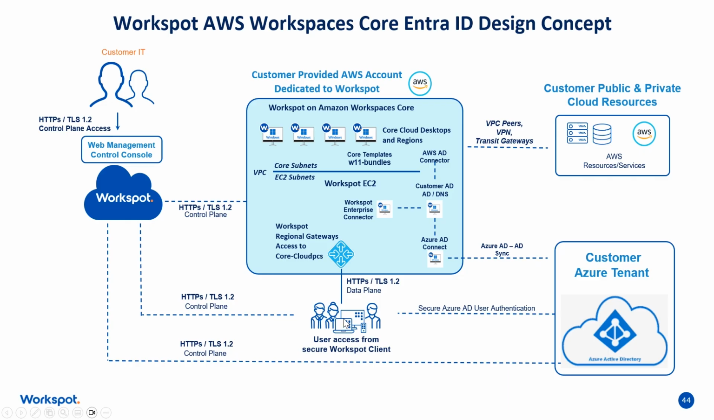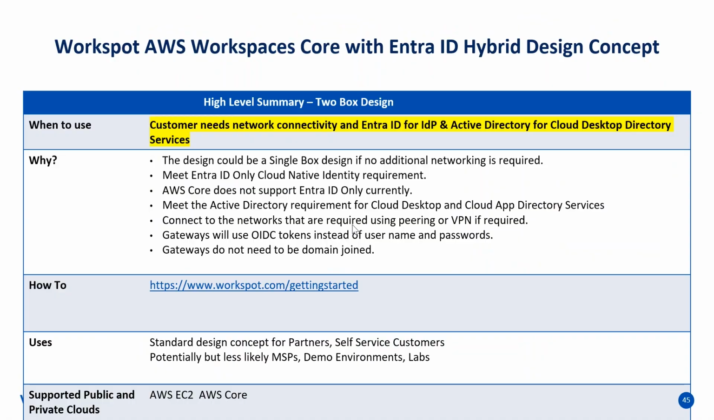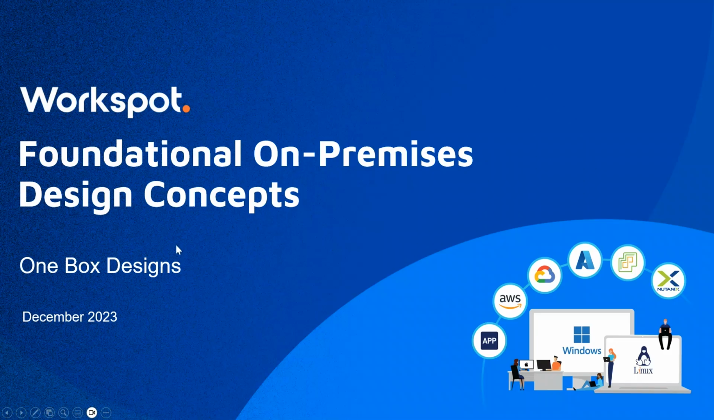So going back to our earlier designs, from the Workspot client perspective, they get redirected to Azure. Whatever MFA, whatever conditional access, all that kind of good stuff comes into play, out of the scope of what we're doing here. And then they get the token, come back to the gateway and access either EC2 or core resources. So that's really the concept right there. I just wanted to illustrate that. Maybe at some point, core will support Entra ID only, but in the meantime, this is the design we've got for a couple customers today. Again, a little summary on what that looks like and why we would do that.